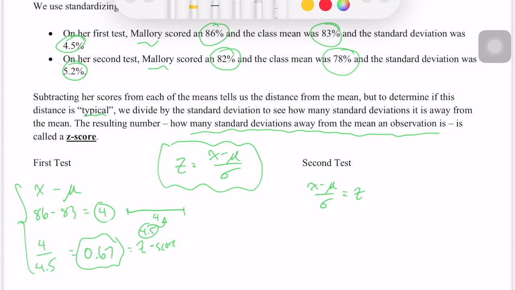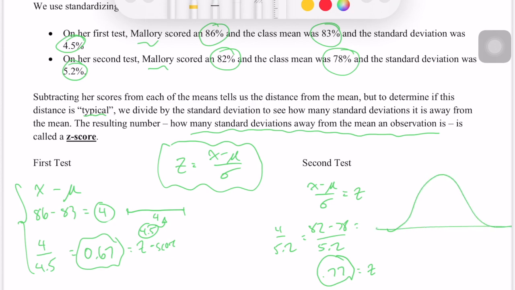So her second test, she had 82, and the mean was a 78, which still puts her 4 above, but the standard deviation was 5.2. Let's put that in a calculator. And we will get 0.77. So you tell me, on the normal curve, which one's further above the center? 0.77 or 0.67? Which one's further?